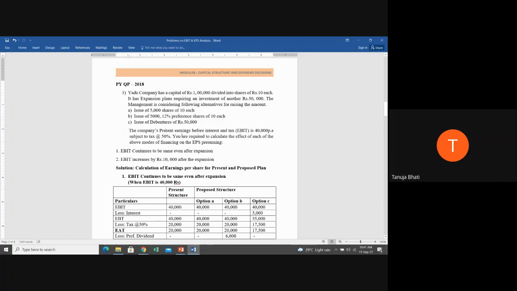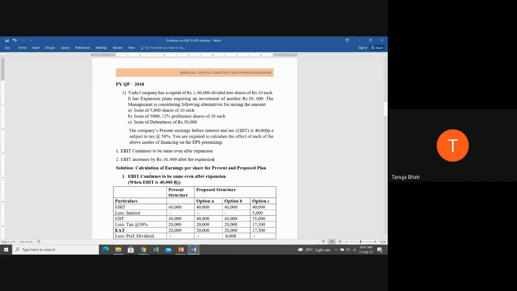The company's present earnings before interest and tax is 40,000 per annum, subject to a tax of 50%. You are required to calculate the effect of each of the above modes of financing on the EPS, presuming EBIT continues to be the same even after expansion, and EBIT increases by rupees 10,000 after the expansion. So here we have to see, first, when the EBIT remains the same even when you are expanding, and second, when your earnings increase by 10,000. In both situations, we have to find out which is the best financial mix.